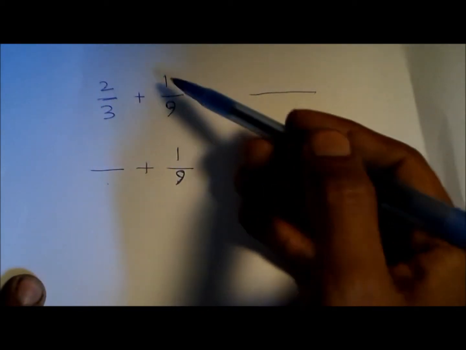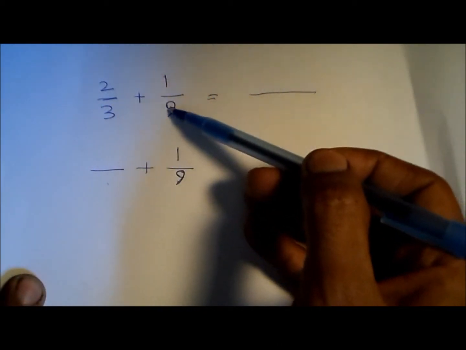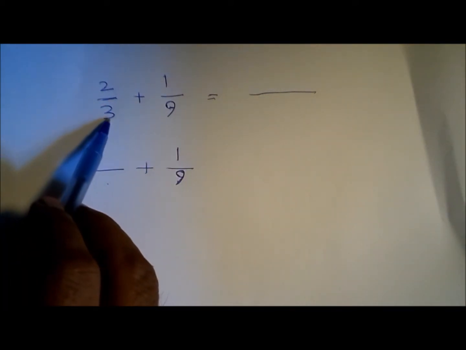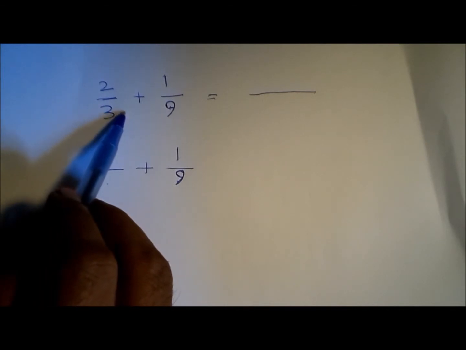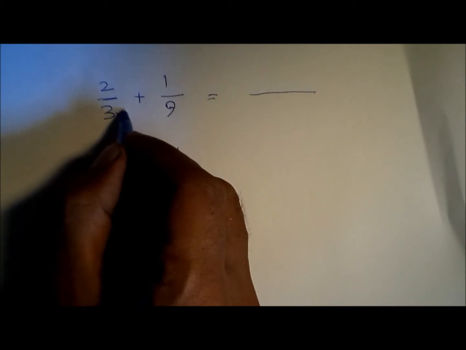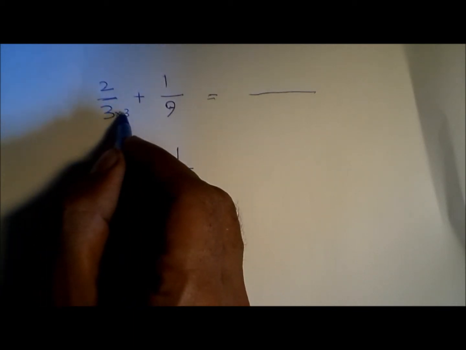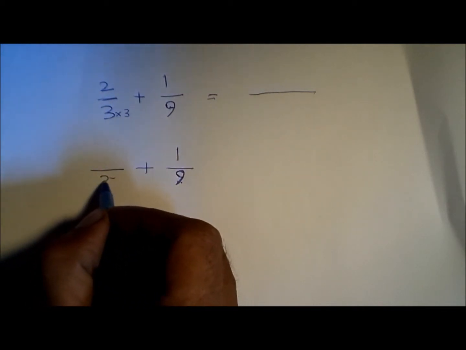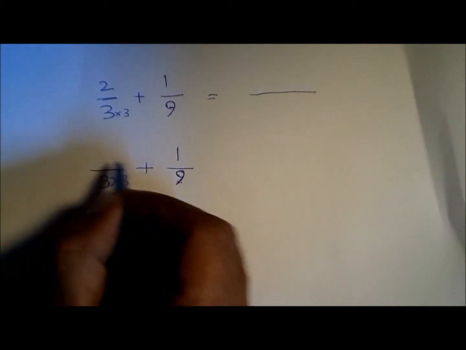Now we have not changed anything here. 1 by 9 is the same as 1 by 9. This is what we are going to do: we are trying to see how many times 3 times some number is 9. That number is again 3. If you multiply 3 by 3, it is 9. So we will write 3 into 3 here.